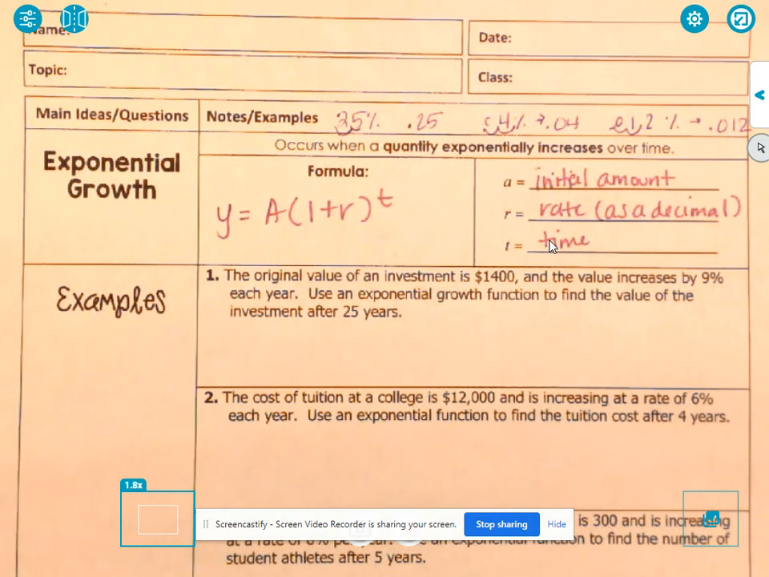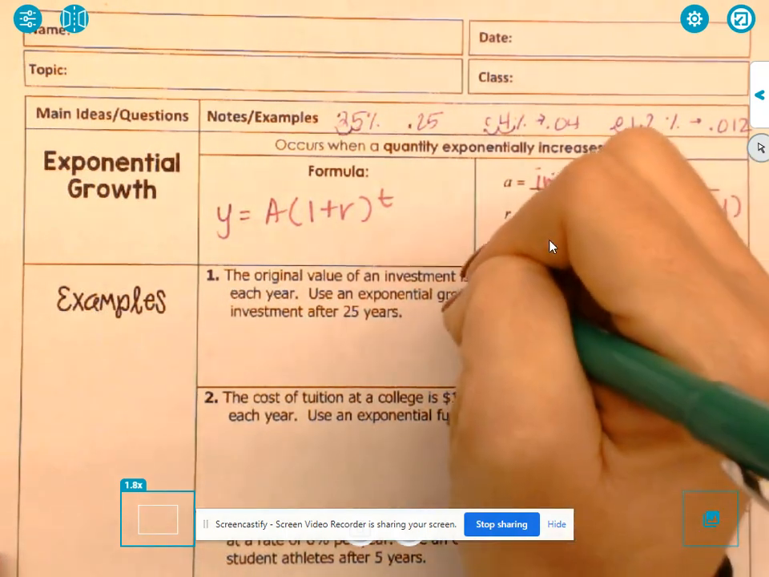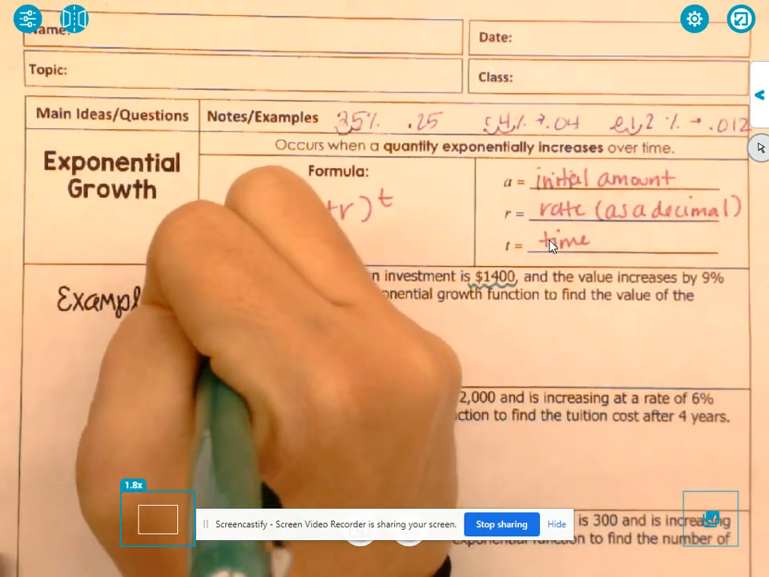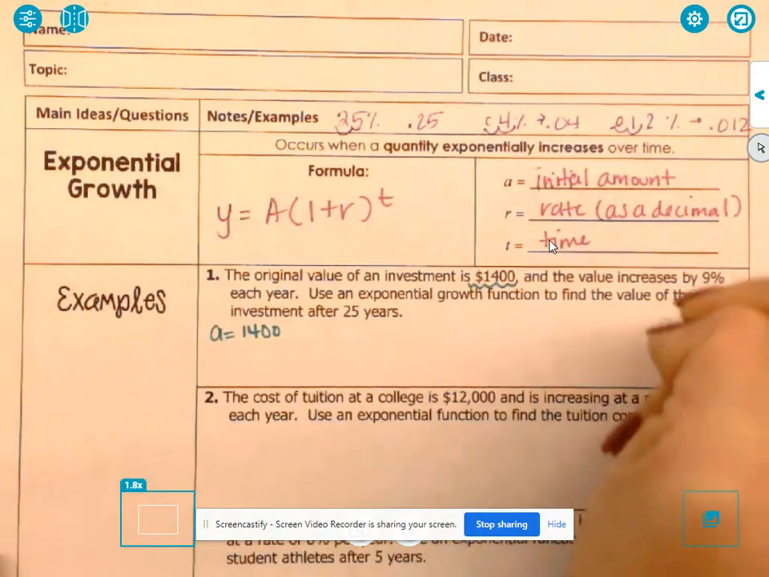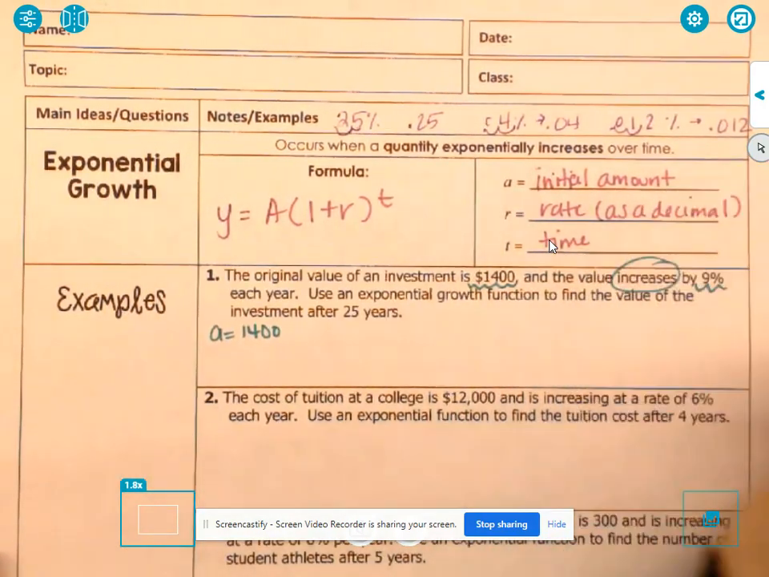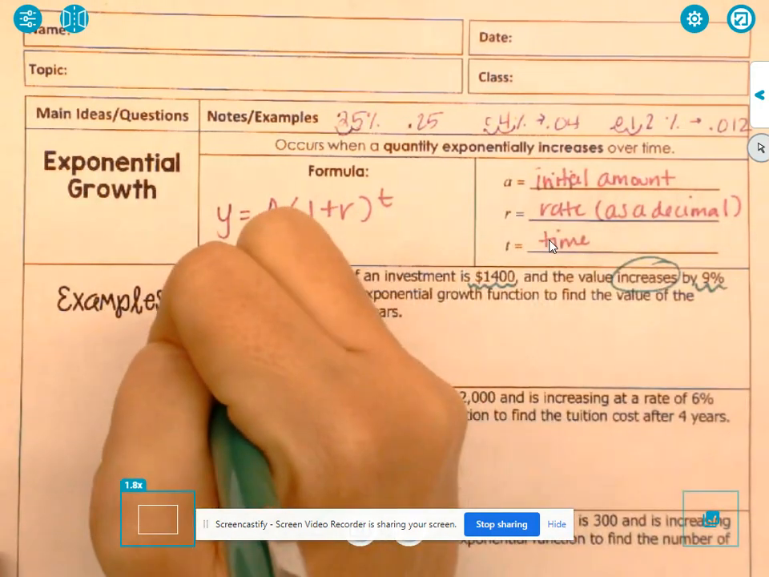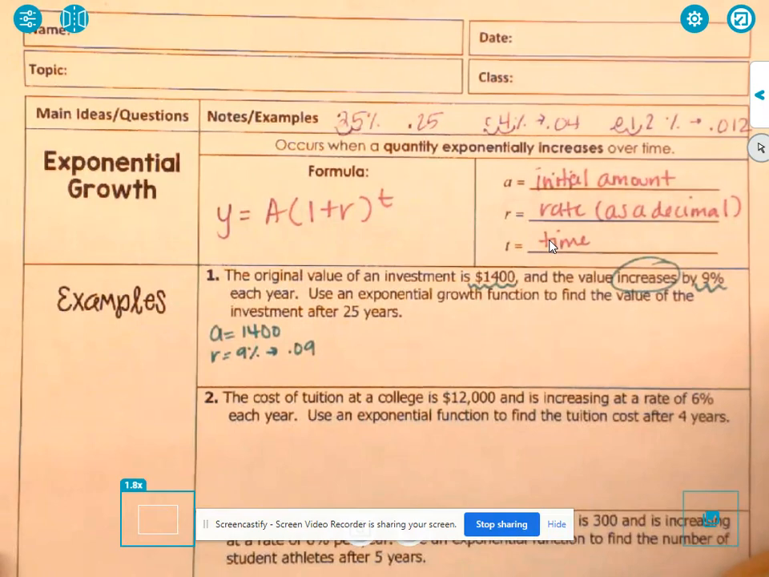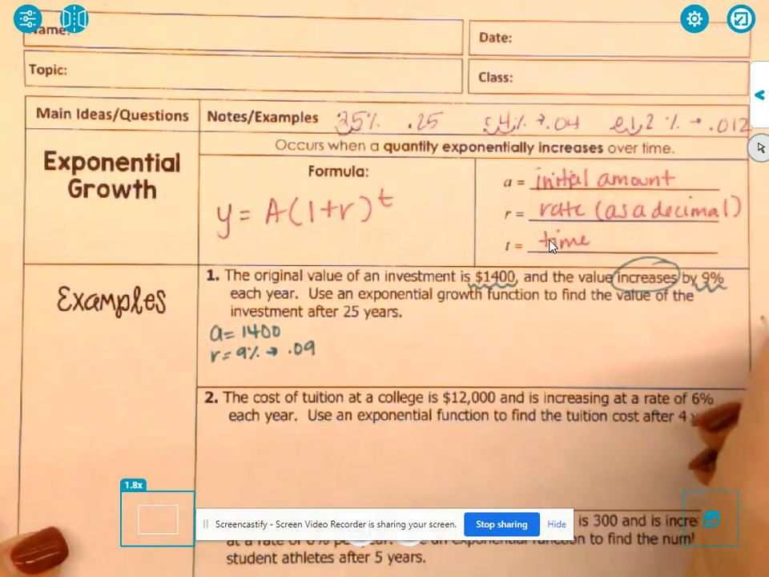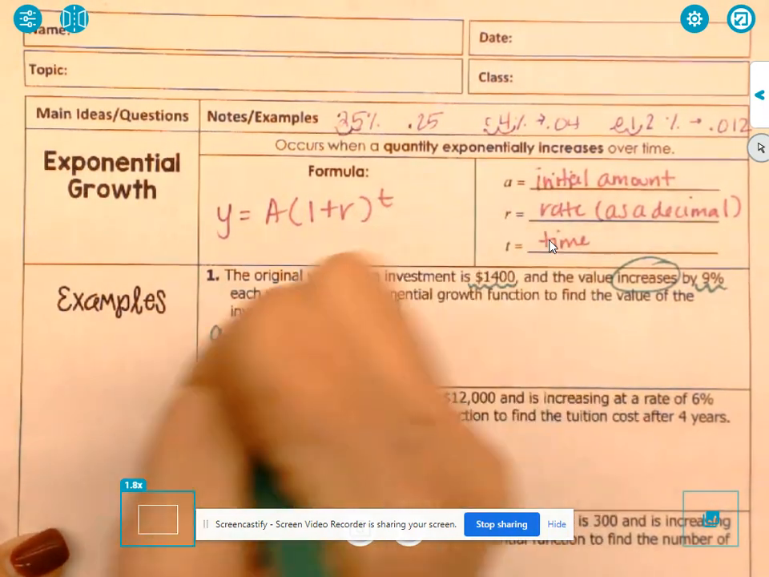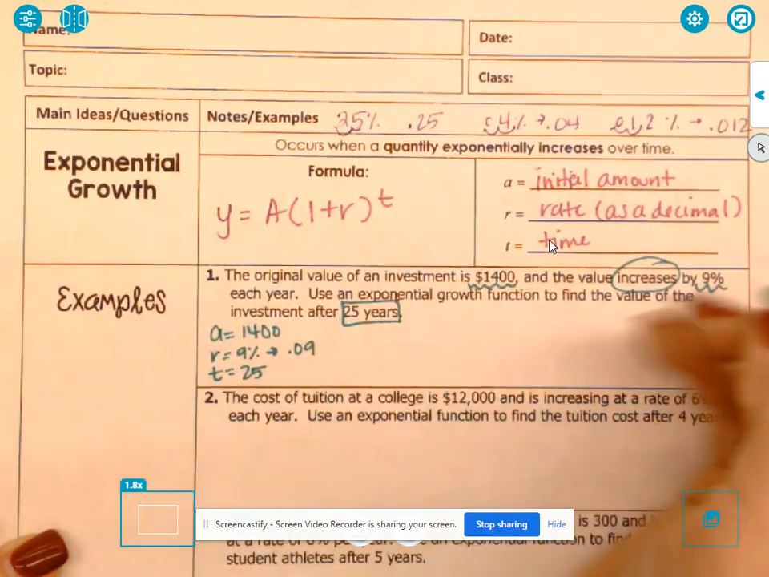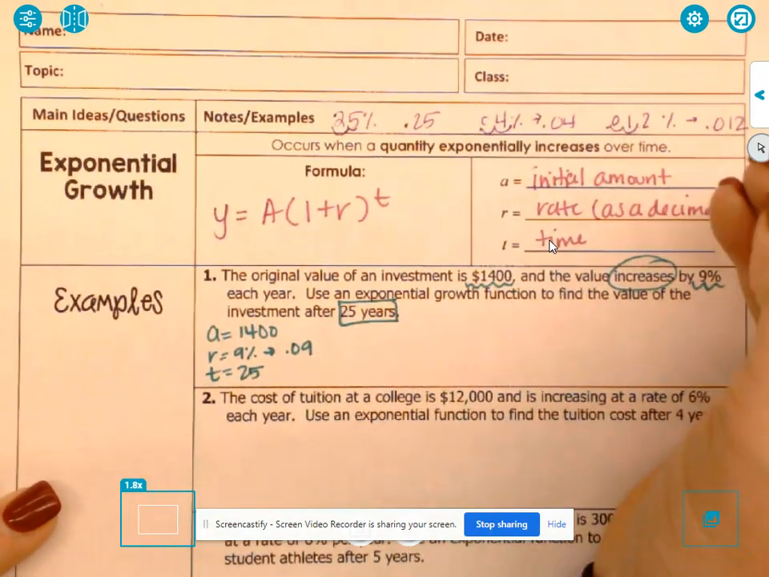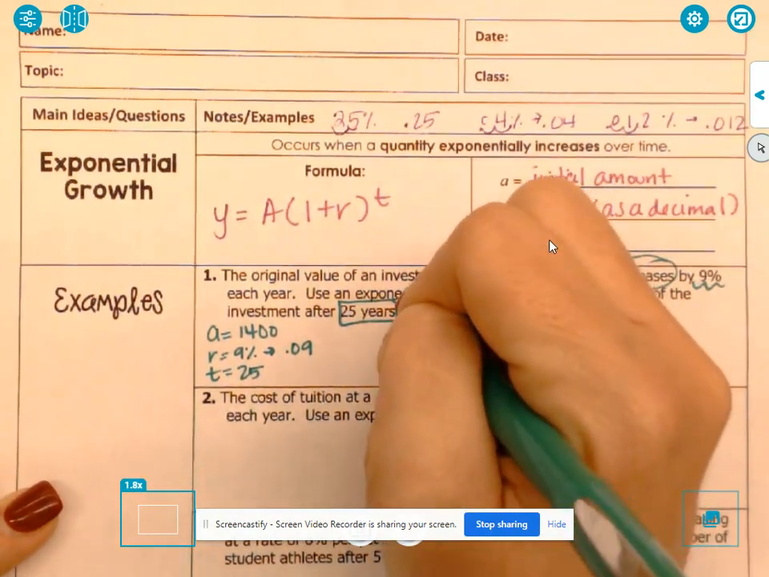Given that, we're going to jump right in. The original value of an investment is $1,400, and the value increases by 9%. So 1,400 is going to be our A. It increases by 9%, and increases is telling me growth. So that's going to be our R, which is 9%, and we're going to write that as 0.09. They want to know what the value of the investment is after 25 years, so our T is 25.